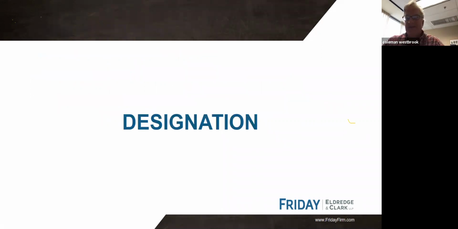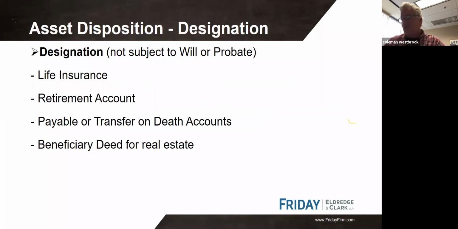Designations. Next slide. So if something is not jointly owned with right of survivorship, then the next question is, is there any kind of designation on this account? And again, your will does not control life insurance or retirement accounts that have designations. And the nice thing about designations is they're not subject to probate. So typically life insurance will go as you fill out that form, and your retirement accounts will go as you fill out that form. And there's no need for probate, and your will cannot override that.